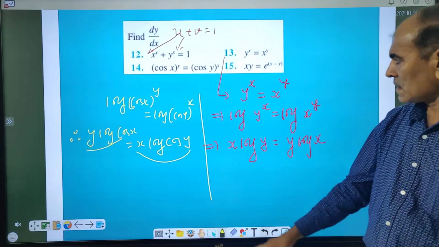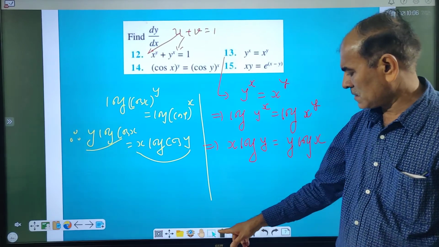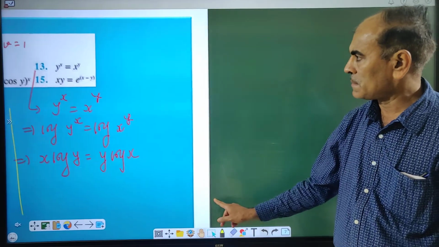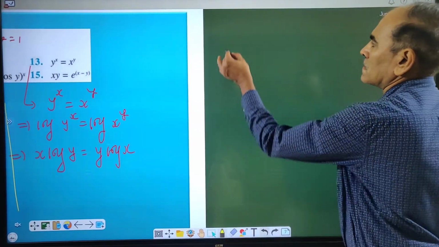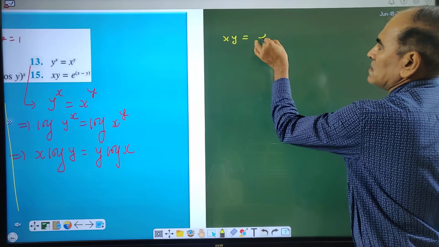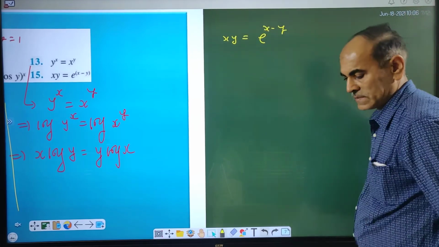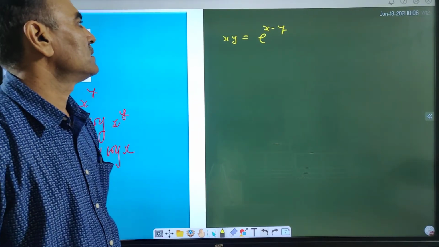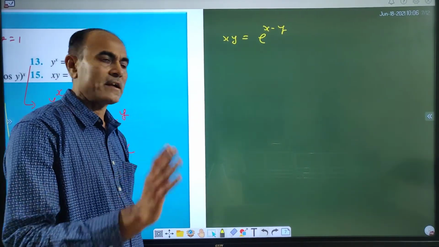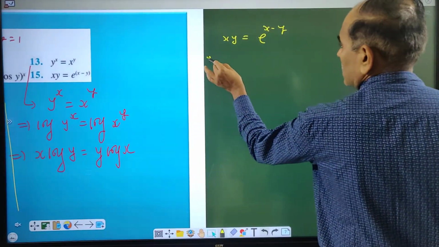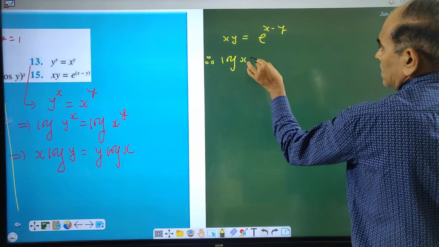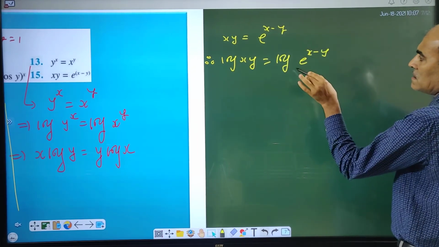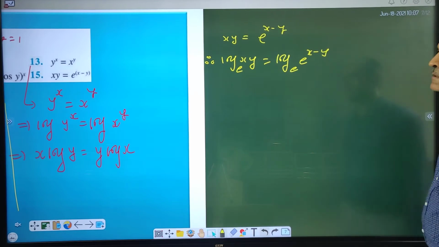Okay. Here let us see example number 15. xy is equal to e raised to the power x minus y. On one side it is exponential form, on the other side is just xy. Take log on both sides, and therefore log xy is equal to log e to the power x minus y. Base is not given, that we have understood, that is e.